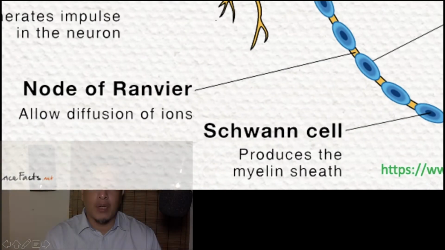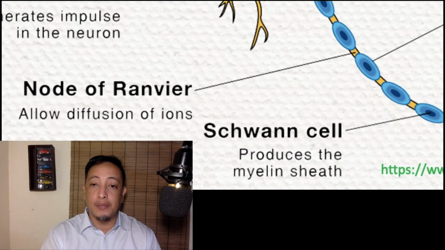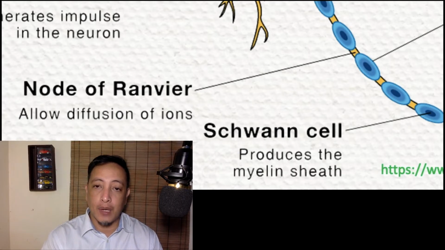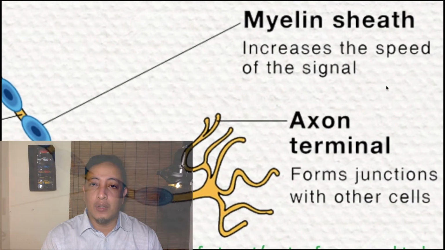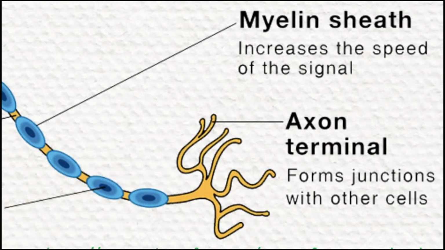In this part we have the nodes of Ranvier, which are formed by the spaces between the myelin sheath, which is formed by the Schwann cell. It allows the diffusion of ions from one node to another, which makes conduction of impulses faster. That is a process called saltatory conduction, which will be discussed in a bit more detail in the next topics. And we have the Schwann cells, which form the myelin sheath. The myelin sheath is an insulator that increases the speed of signal conduction.